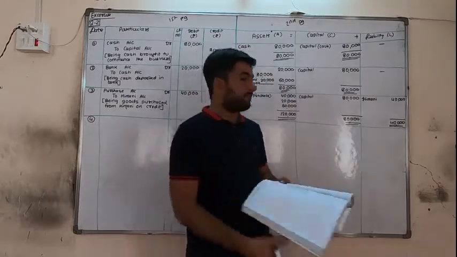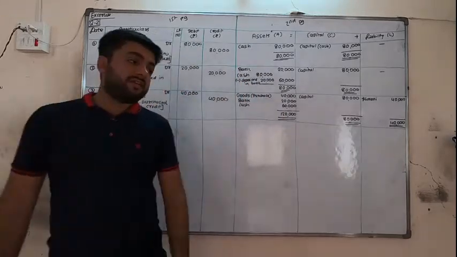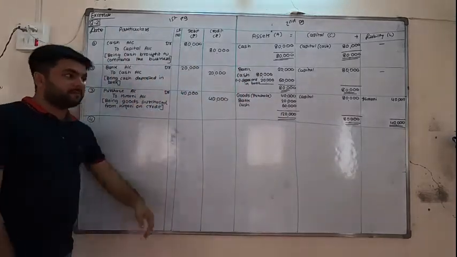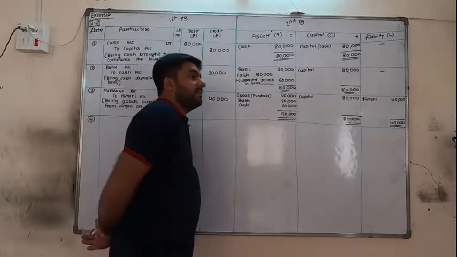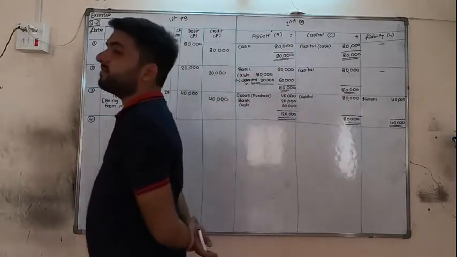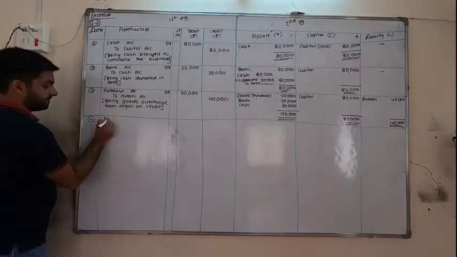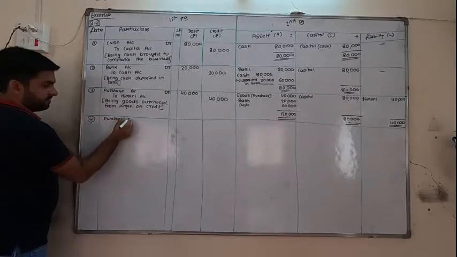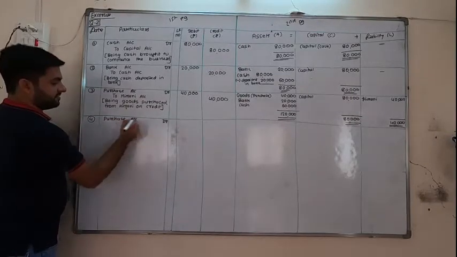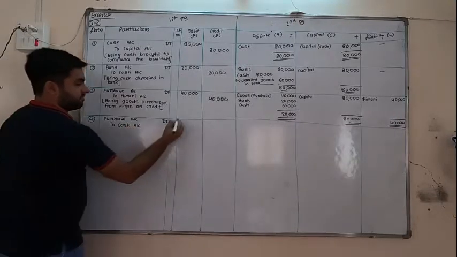Goods of 30,000 purchased for cash. Same transaction but one change. Here we have purchased the goods on credit, we are paying in future, so it is our liability. Now we are purchasing the goods, goods are coming in, so purchase will be debited, but we are paying cash immediately, so cash will be credited. Okay. So purchase account debit to cash account 30,000.